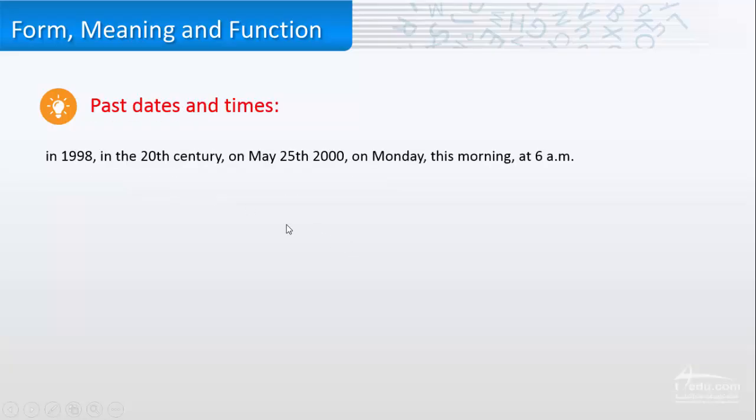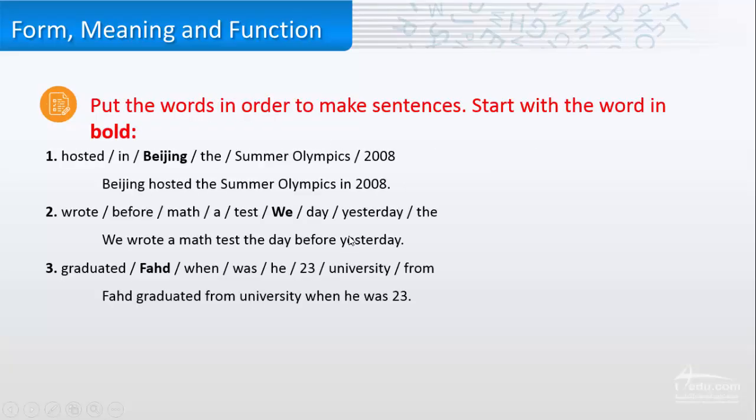Now, past dates and times, like for example, in 1998, in the 20th century, on May 25th, 2000, on Monday, this morning at 6 a.m. So all of these are past dates and times. Okay, put the words in order to make sentences. Let's start with the words in bold. So the words in bold here, I want you to start with them as a subject, then you can continue the rest of the sentences.